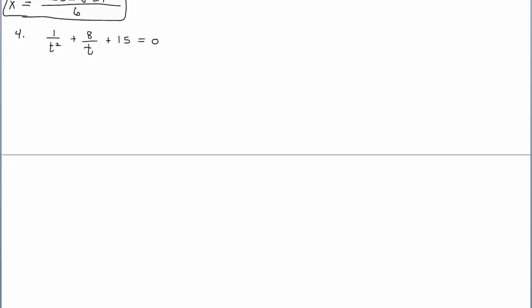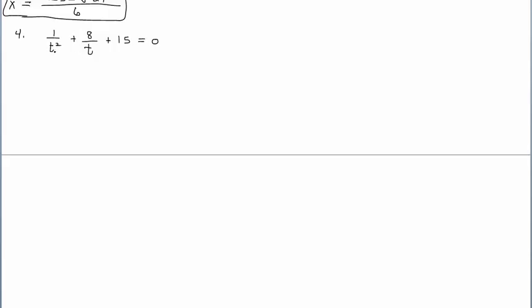All right, so picking up where we left off, let's look at example 4. We have 1 over t squared plus 8 over t plus 15 equals 0. So we want to solve this equation. It's a rational equation, with fractions. We want to build the least common denominator.